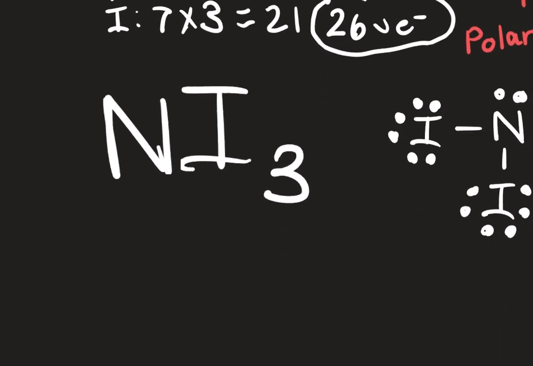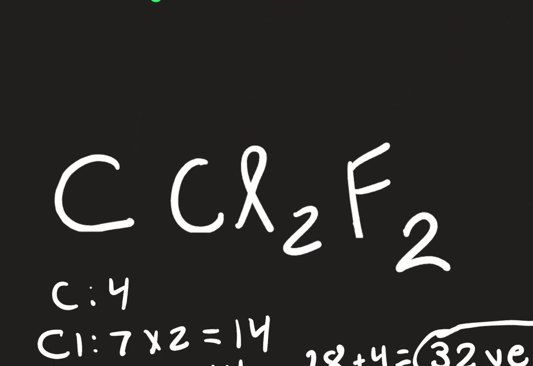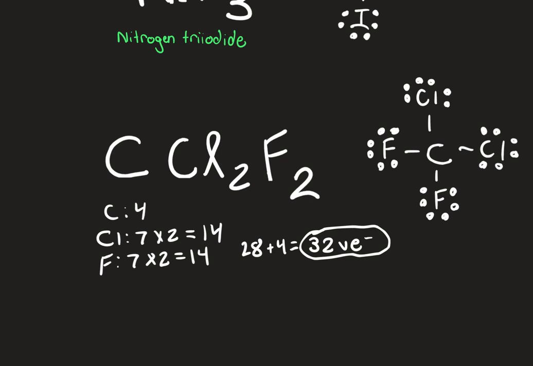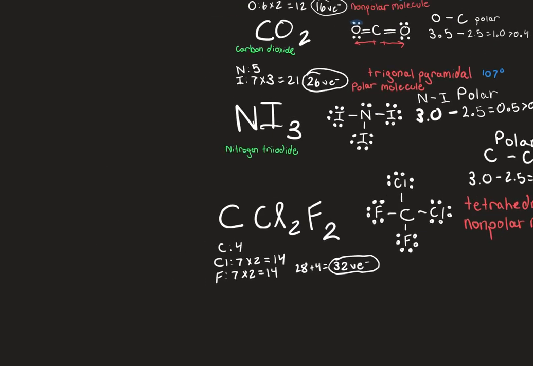NI3 will be nitrogen triiodide. And then I am not going to name CCl2F2. We never learned how to name a molecular compound with 3 different elements, and so I'm not expecting you to be able to name this one, so we're going to leave that blank.